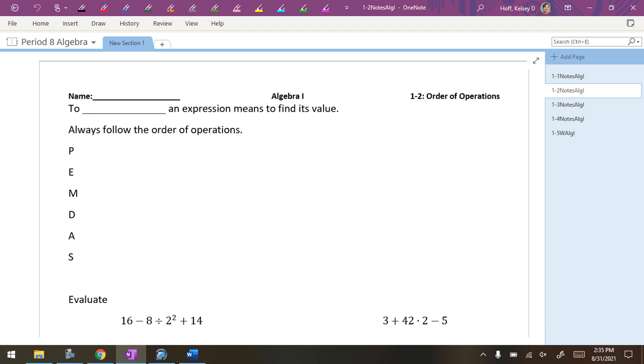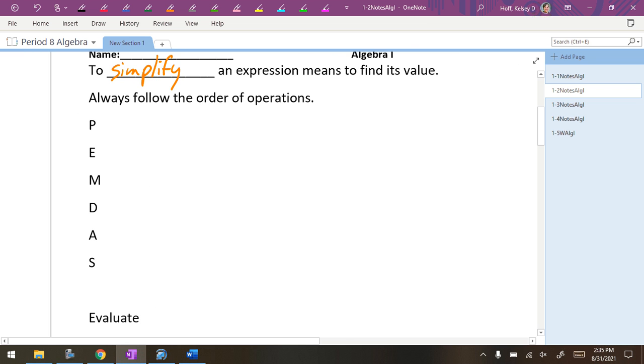To simplify an expression means you want to find its value. So your directions are going to say simplify. And what that means is follow your order of operations to get that down to one number as close as you can. So order of operations. P is parentheses.